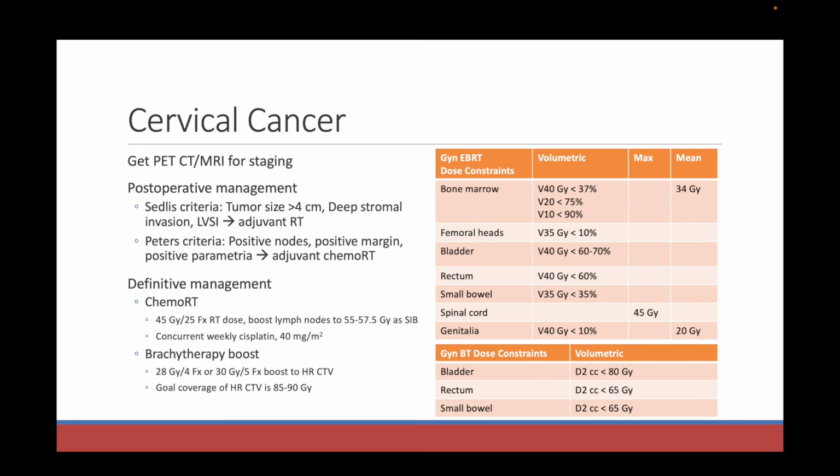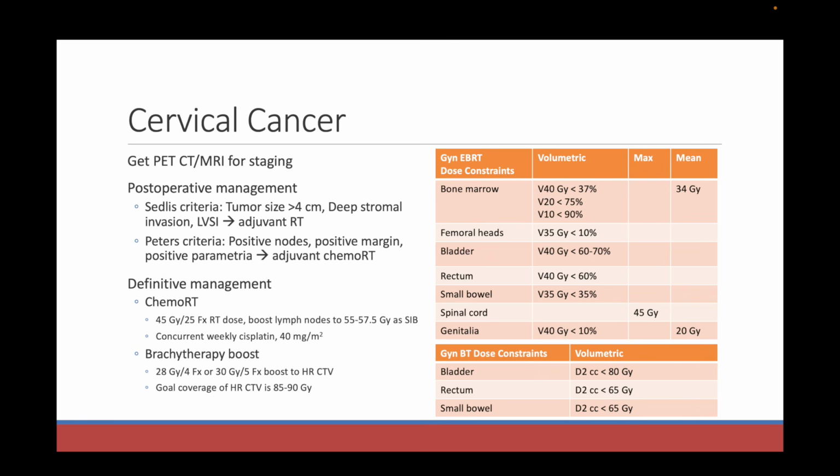And indications for postoperative radiation after a radical hysterectomy are based on the SEDLIS criteria. So tumor size of over 4 centimeters, deep stromal invasion, or LVSI. If they get surgery and they have size over 4 centimeters, deep stromal invasion, or LVSI, they should be getting adjuvant radiation. And if they have positive nodes, positive margins, or positive parametria, those fall under the Peters criteria, which are indications to not only do adjuvant radiation, but also add concurrent chemotherapy with that.